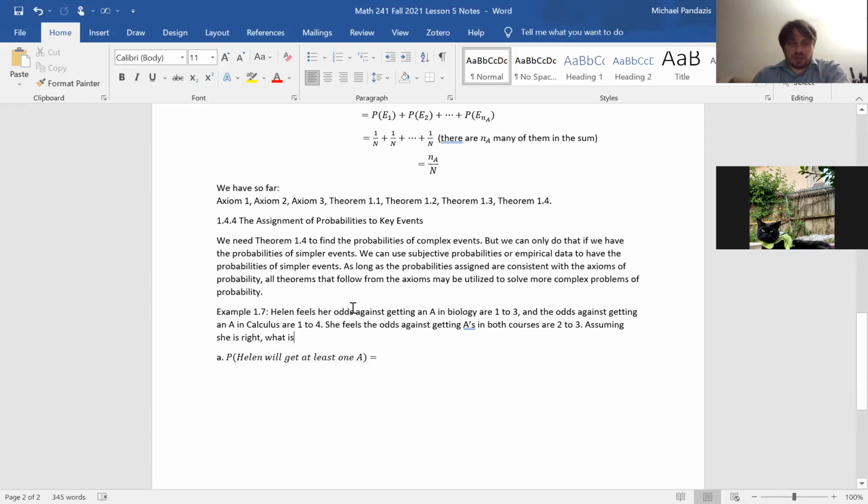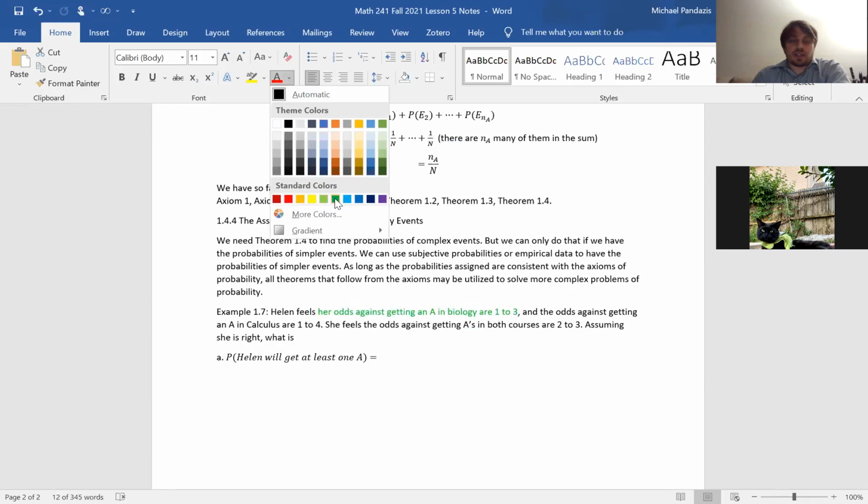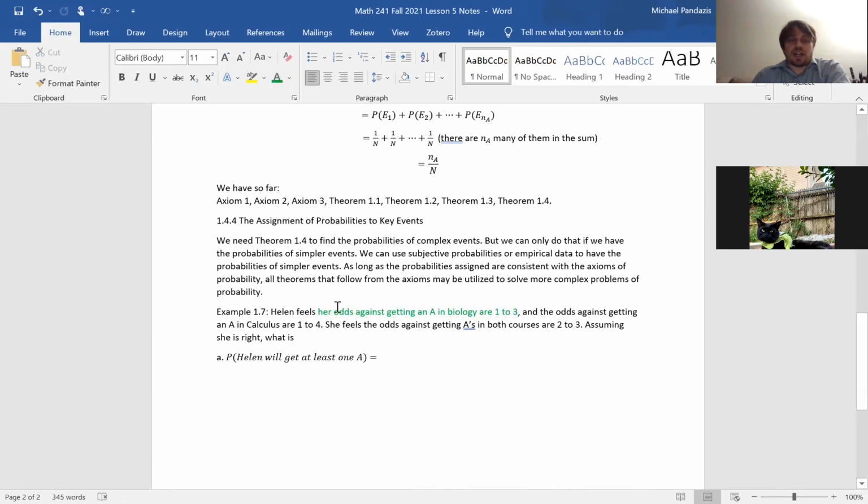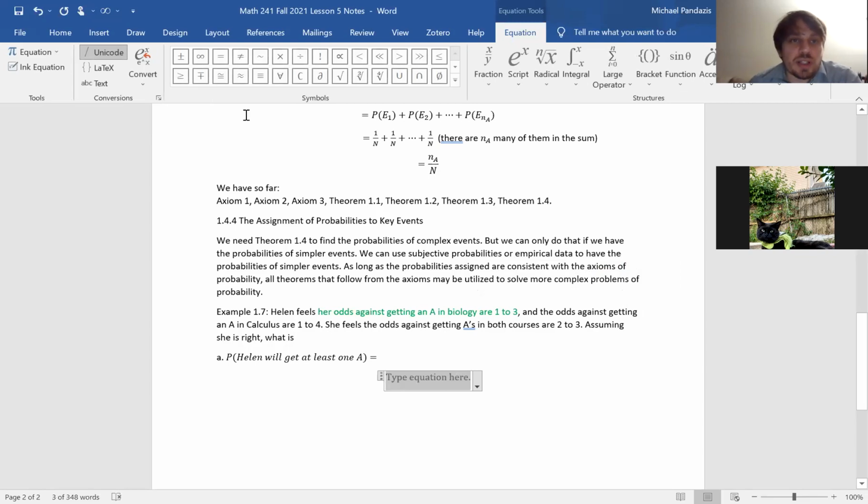So first, let's figure out each of these odds. She feels her odds against getting an A in biology are 1 to 3. This is the first thing that's said here. Odds against means the probability of something not happening. So odds against getting an A in biology means the probability that she does not get an A in biology.